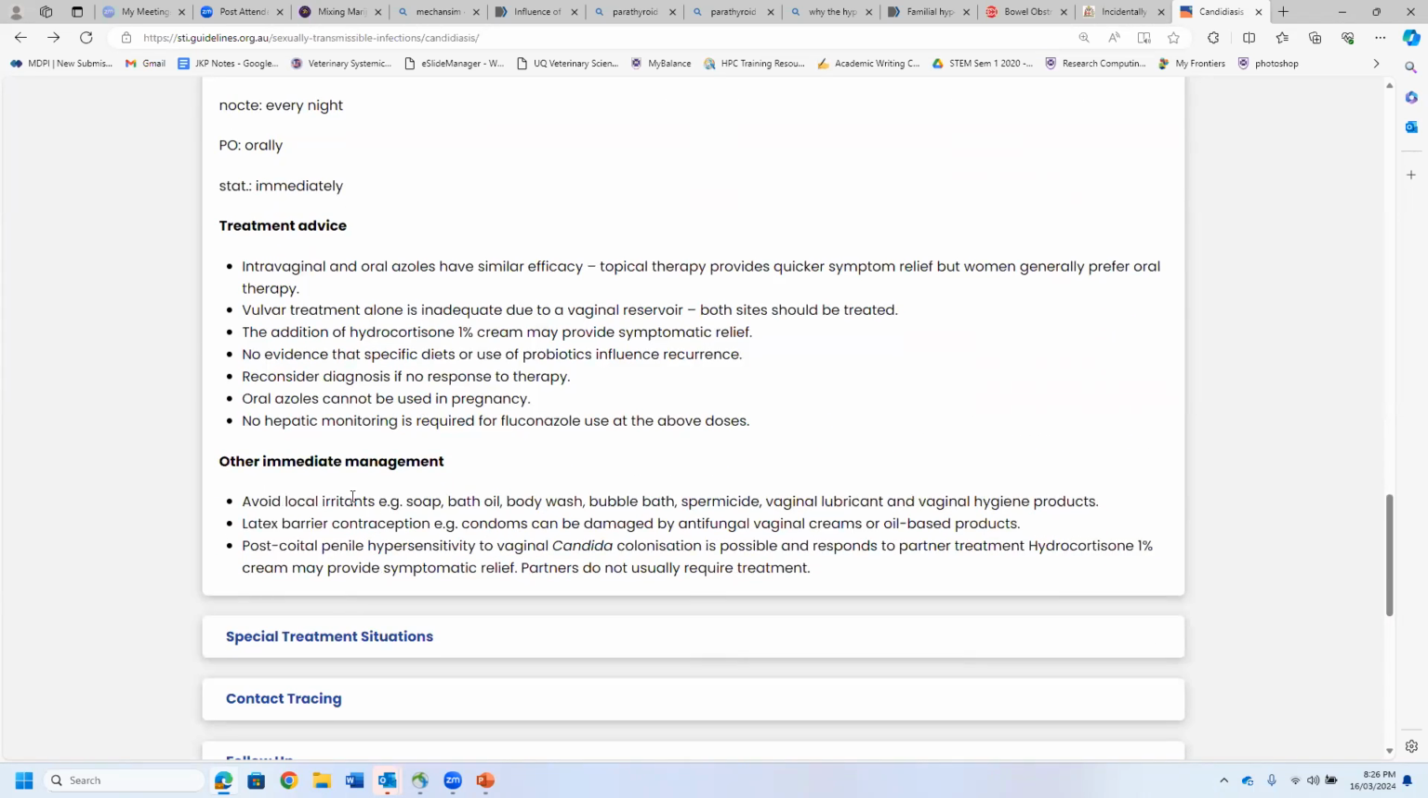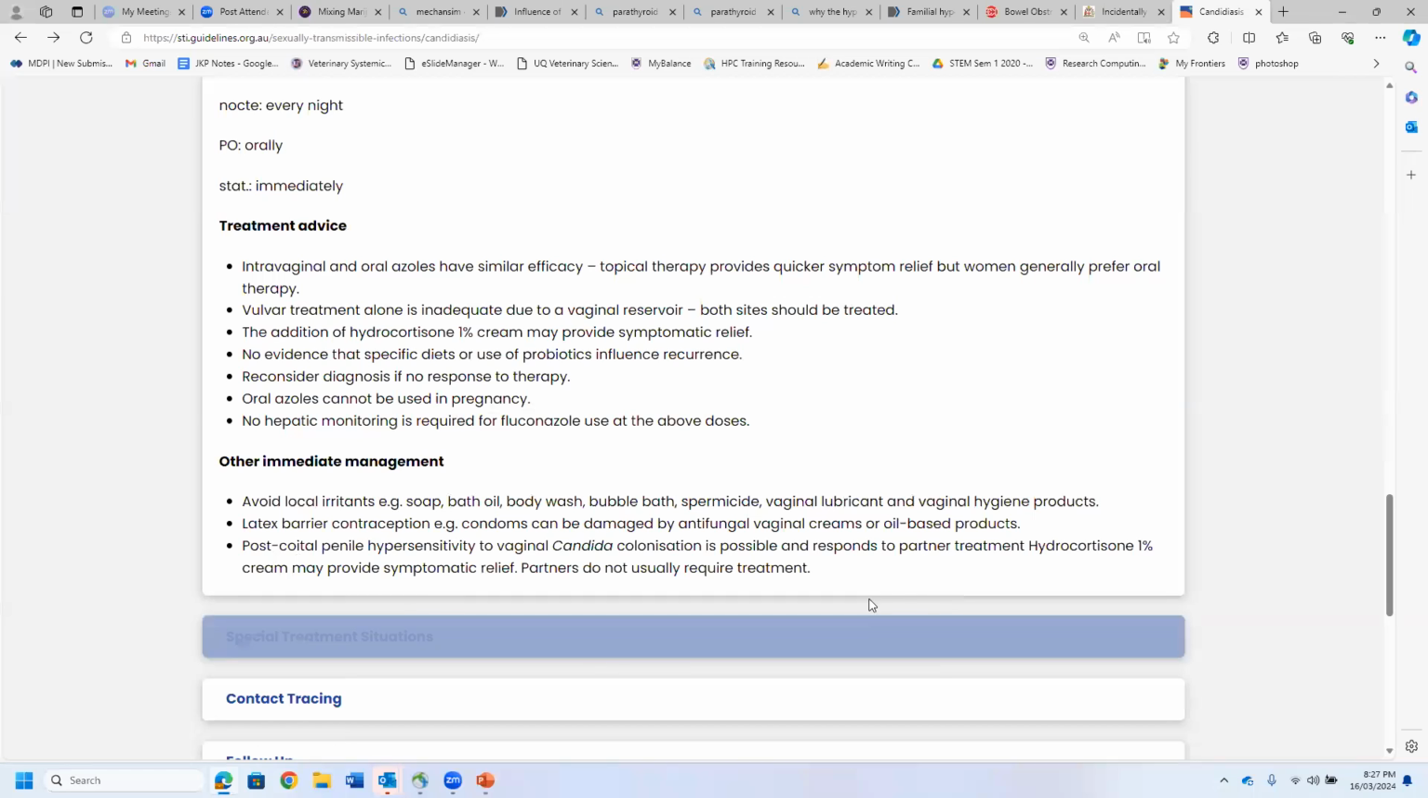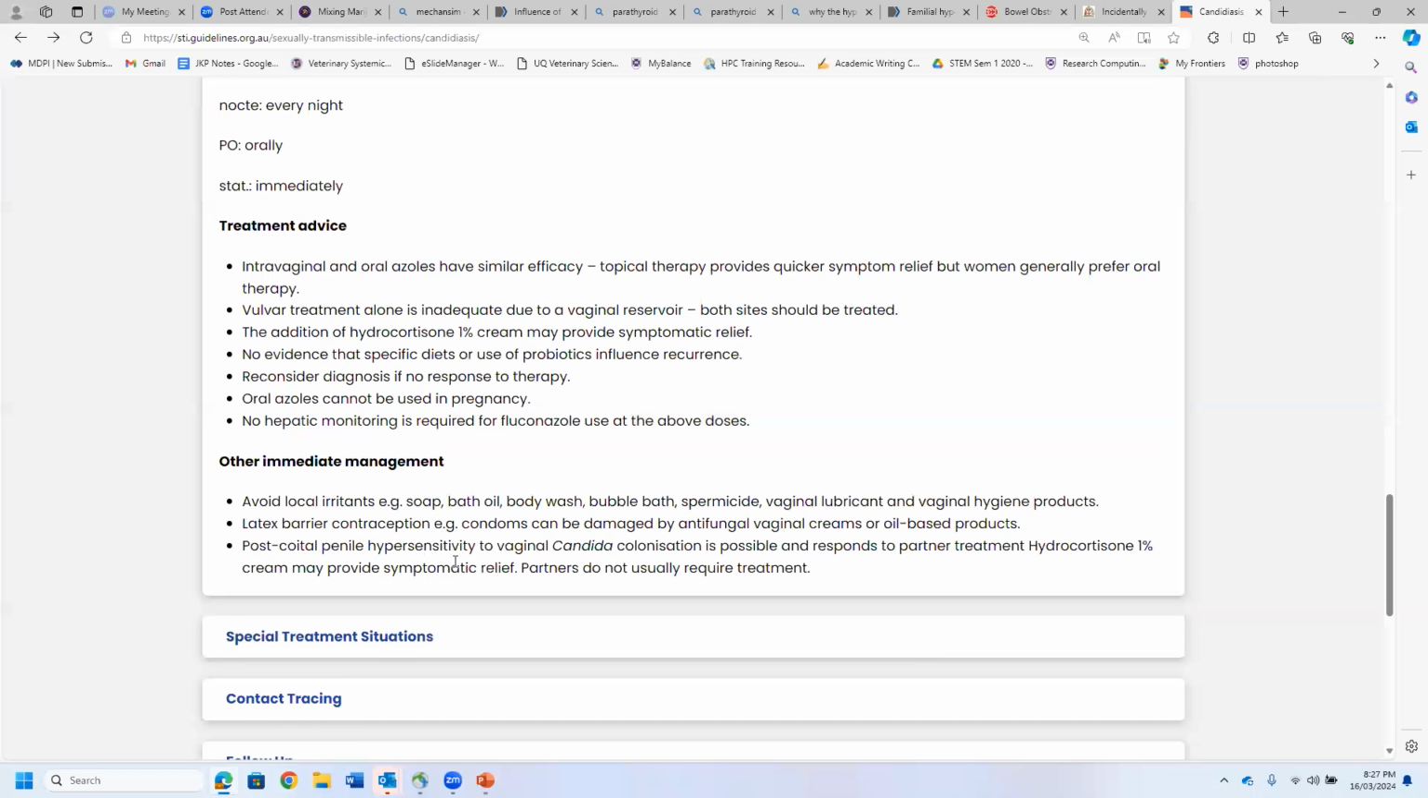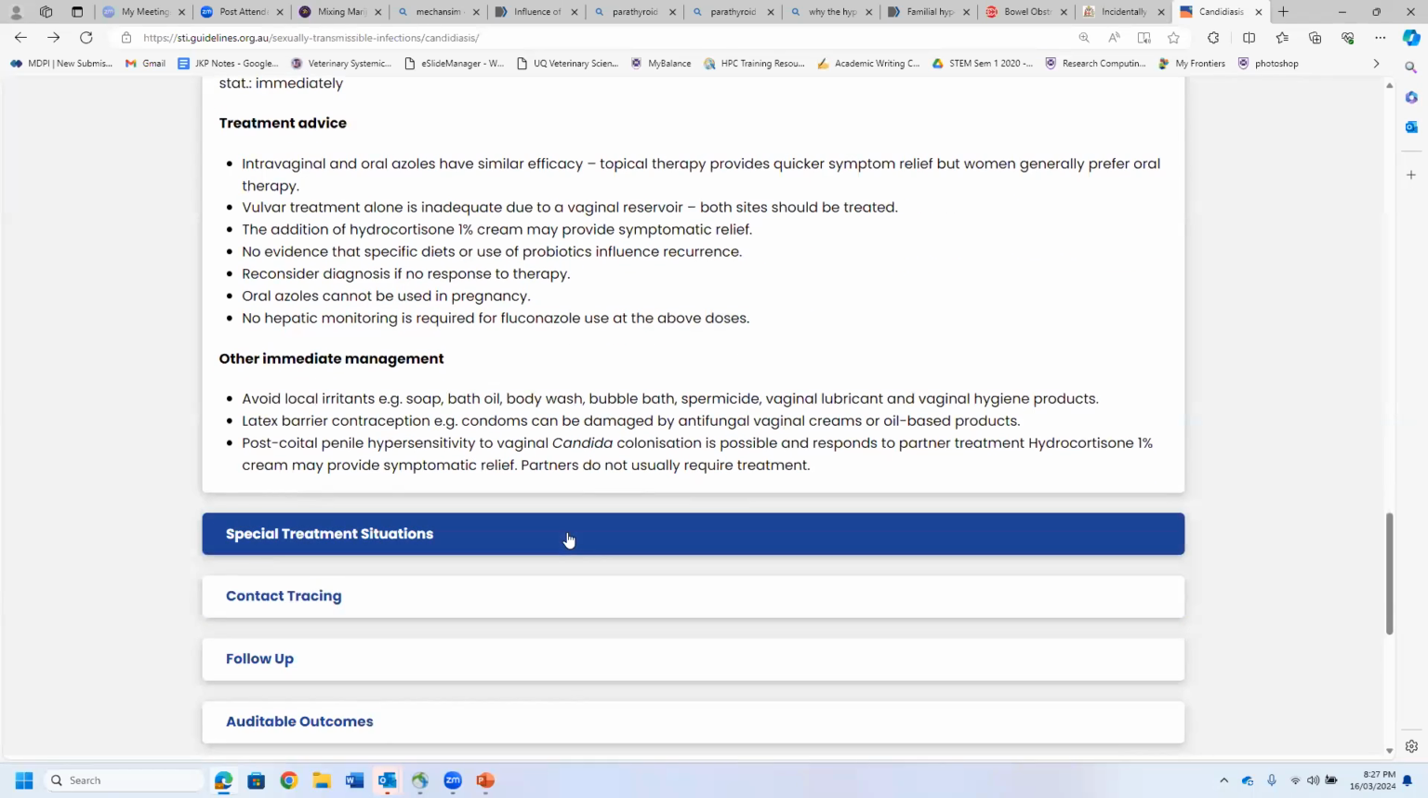What we need to avoid is local irritants, latex barrier contraception like condoms. In a male patient, postcoital penile hypersensitivity can happen. So you can treat the partner with hydrocortisone 1% cream for symptomatic relief.